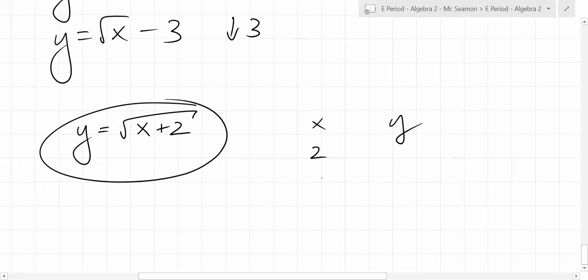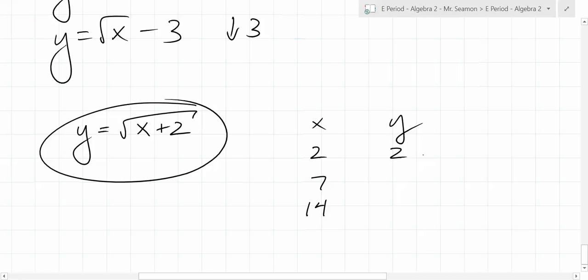What's another number we could plug into there? How about 7 and then 14? 7 plus 2 is 9. Okay, everybody? If I plug in 2 into this, what's 2 plus 2? 4. Square root of 4 is 2. Okay, so 2 outputs a 2.